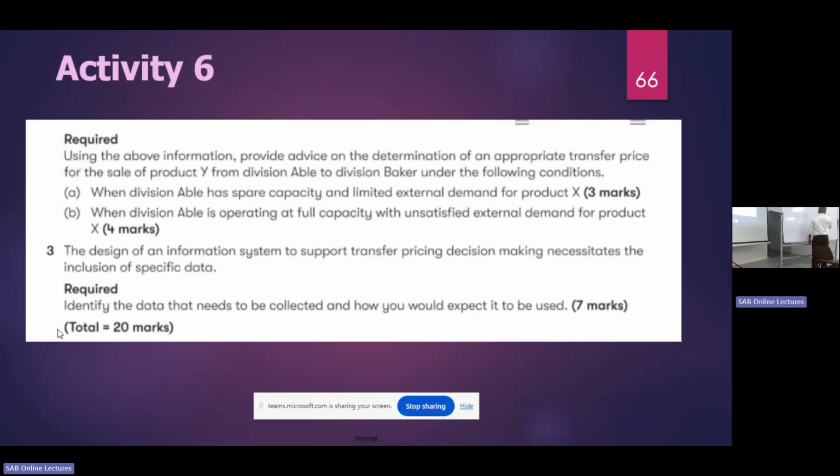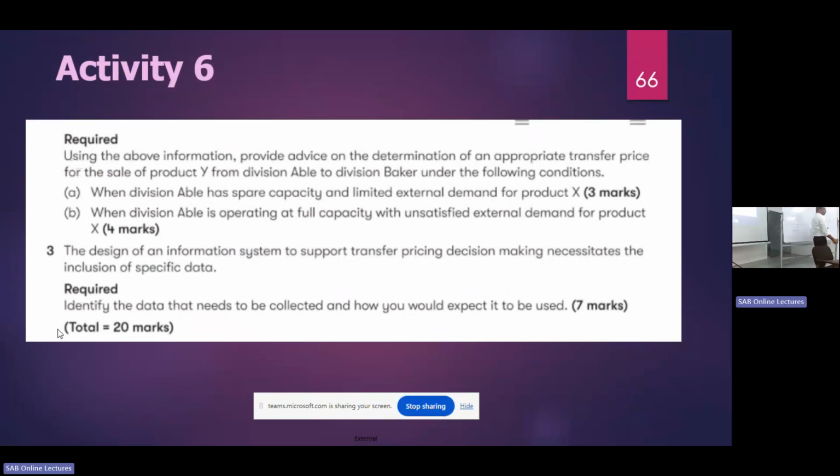Minimum for A is 45, maximum for B is 38. B's maximum does not change, because B can buy outside at 38. That means in the second scenario it is better that A should not produce Y. Instead, ask B to buy it from outside at 38. It is more profitable to the company. A produces entirely X.